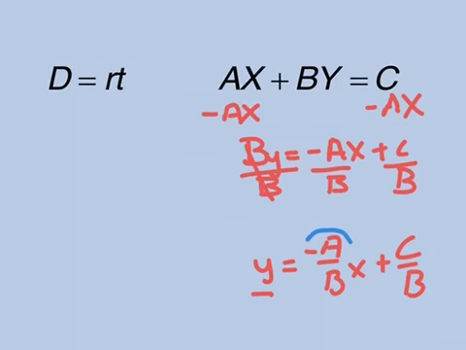The slope of the line is the coefficient in front of the x, which is negative a over b, and the y-intercept is the constant, the number by itself. So by taking the standard form of a linear function and solving it for y, which is slope-intercept form, we now have a formula to find the slope and the y-intercept, which we can use at any time now. Luckily, I gave it to you in your flip book.